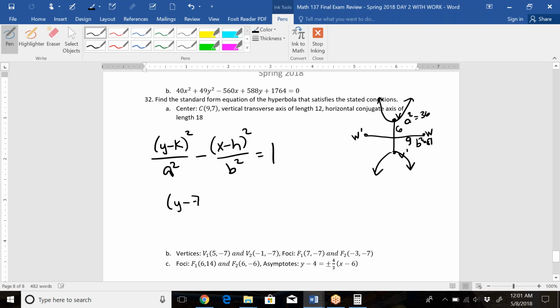So (y minus 7) squared, make sure you use the y value, over 36 minus (x minus 9) squared over 81 equals 1.